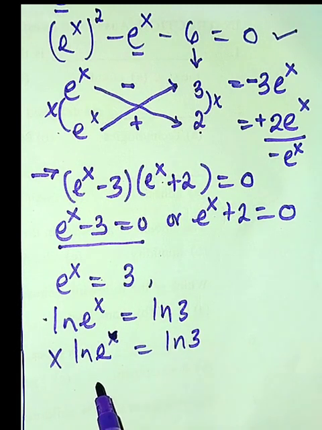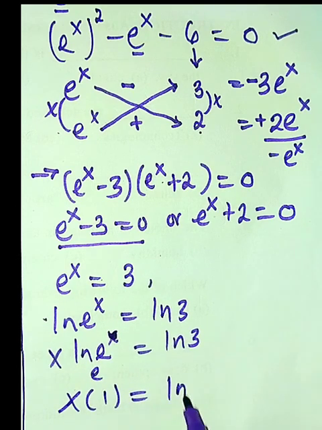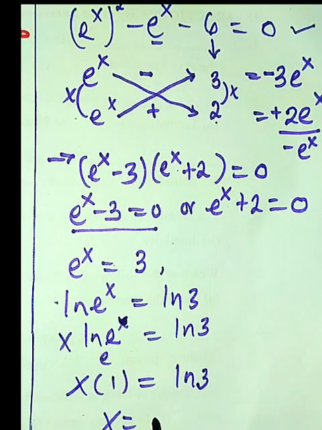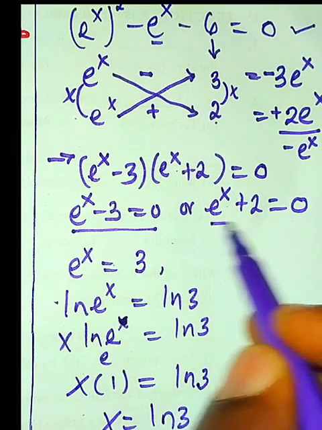Then the next thing we are going to do is that, you know that the base when we are talking about the natural log is e. So automatically you are going to have x multiplied by 1 equals ln 3. So we have x = ln 3. This is one of the solutions. Let's look at this second one here.